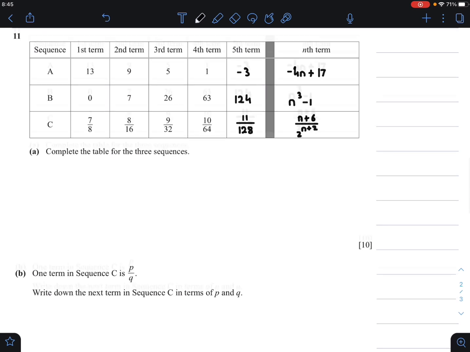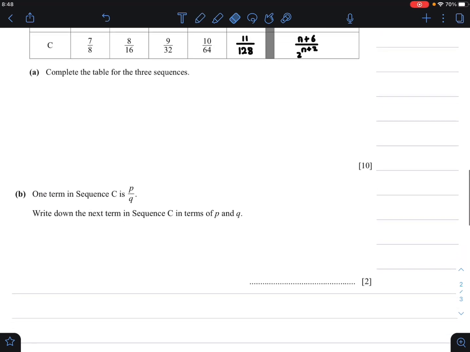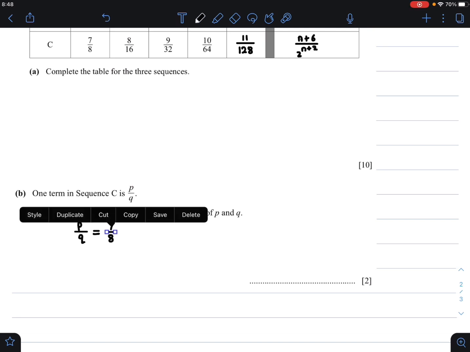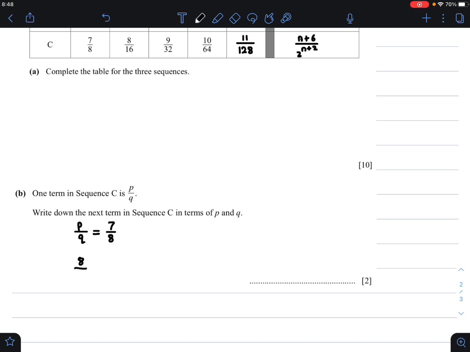Now let's move to part B. So for part B, they are telling us that one term of the sequence is P by Q. So if we say that P by Q is equal to 7 by 8. So they are asking us for the next term in the sequence. So the next term in this case is 8 by 16.